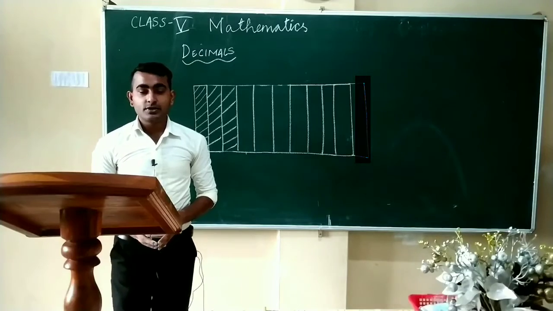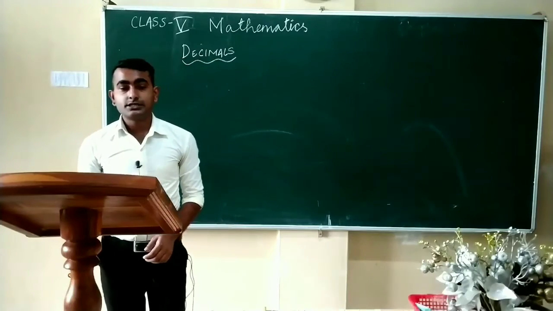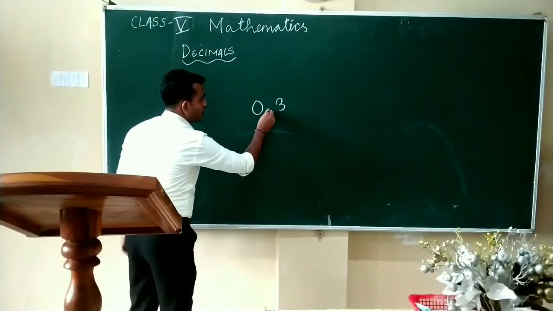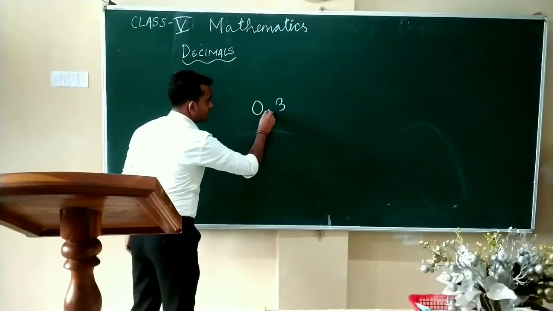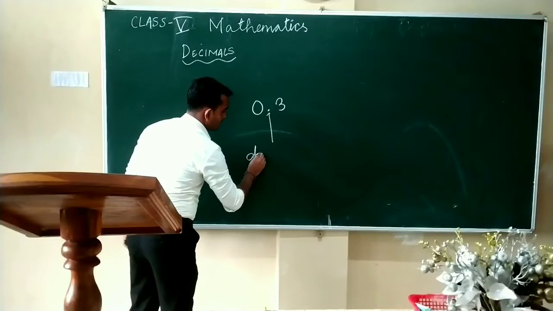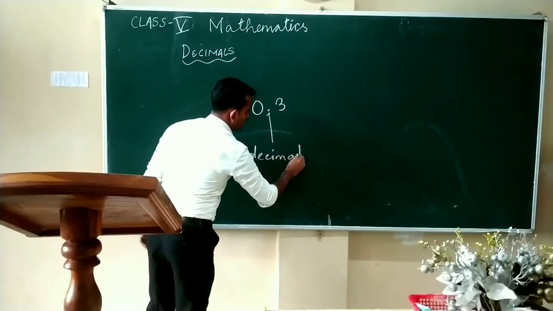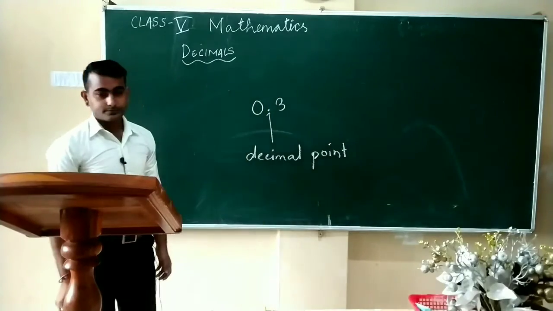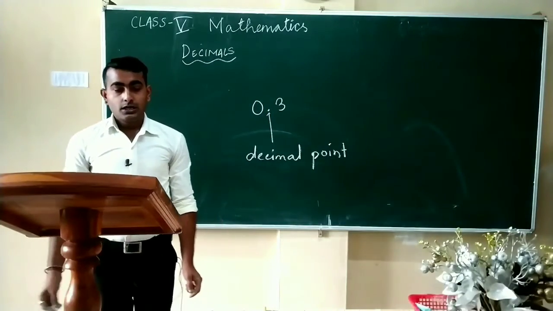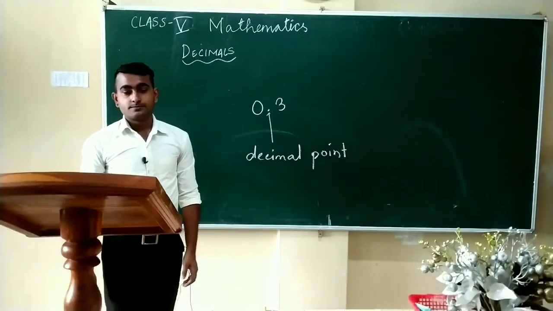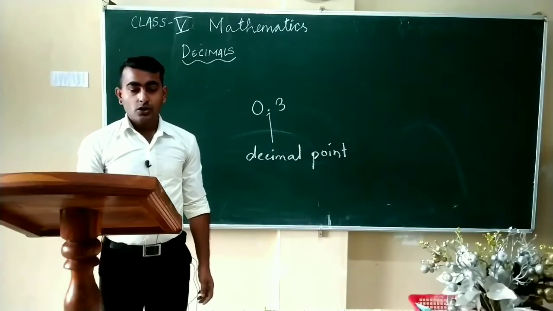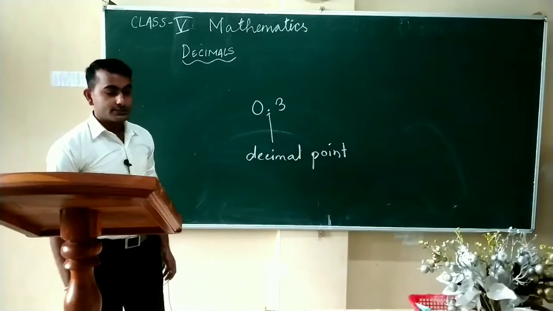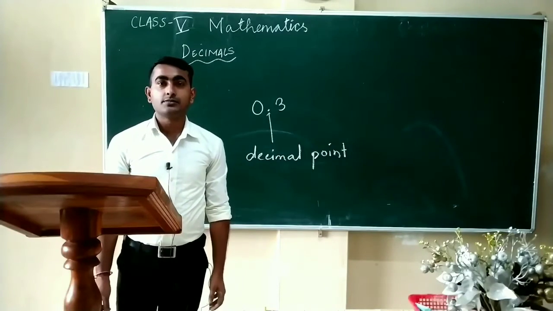Now, what is a decimal point? Now, see the next example. What is this? This is the decimal point. The dot or the point between the two digits is called the decimal point.